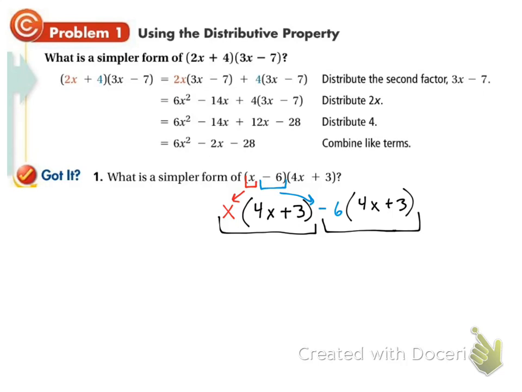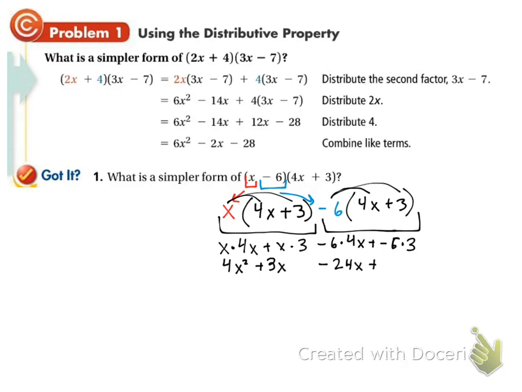So I'm going to multiply x times 4x, right? I'm distributing in x times 4x plus x times 3. X times 4x, that's 4x squared, right? We add our exponents. Plus x times 3 is just 3x. Over here we get negative 6 times 4x plus negative 6 times 3. Negative 6 times 4x, that's a negative 24x. Plus negative 6 times 3, that's a negative 18.